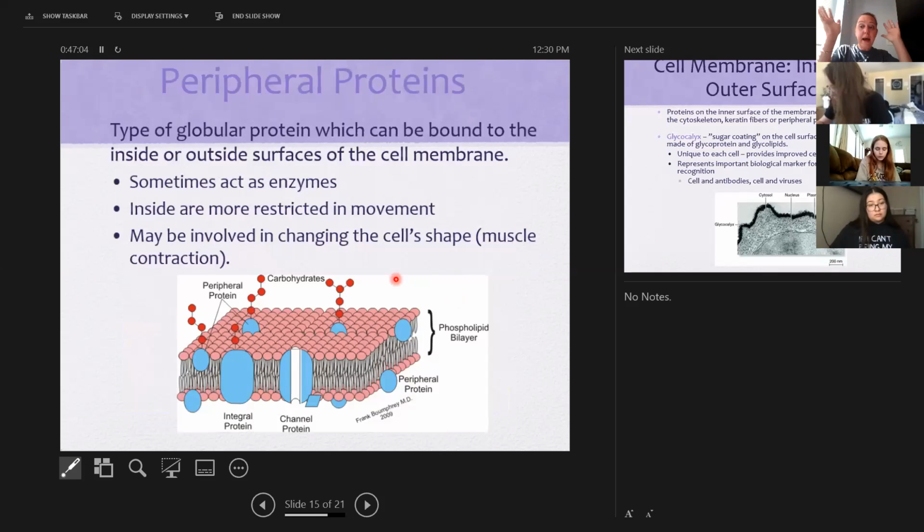Peripheral proteins are called that because they're out here on the edges, like your peripheral vision. And the way that they work, what they do, is they help a cell change its shape. So why is this important? Well, let's think of a cell that changes shape. A muscle cell changes shape pretty dramatically.